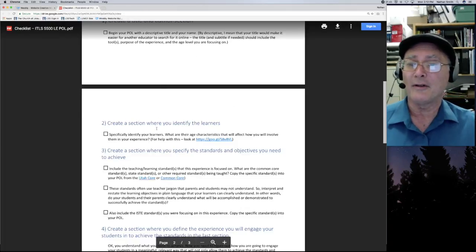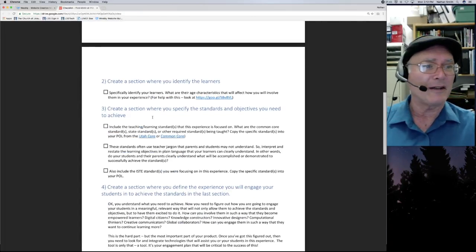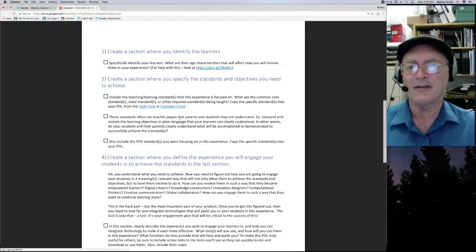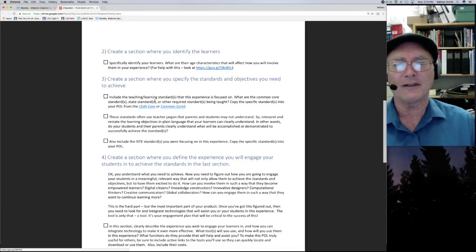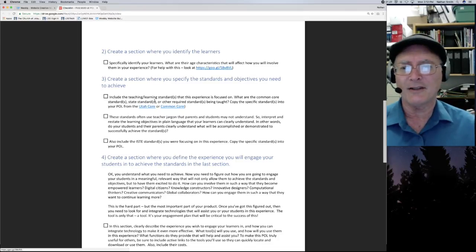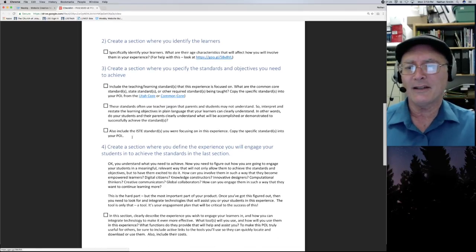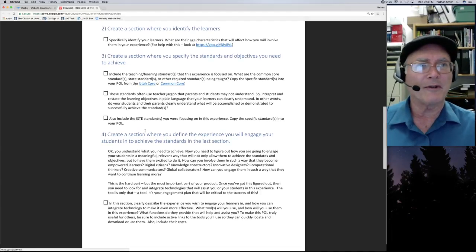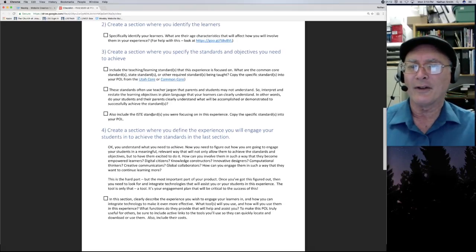You can include those. We're going to create a section where you specify the standards and objectives that you need to achieve. So these are actually two standards. One is the Utah Core, the Common Core standard that you're required to teach, and the second would be the ISTE standard that you're trying to achieve with your students. How can you make them global collaborators, creative innovators, creative communicators, and so forth?